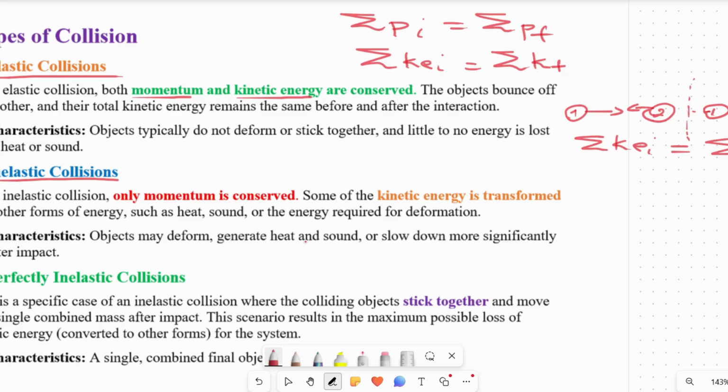For example, without doing the calculation, normally the objects, whenever they are involved in a collision, don't deform, or don't stick together, and there is little energy that is lost. So that is what we are saying whenever we say kinetic energy is conserved. There is no energy lost, so the total energy remains constant. So that's what we mean.